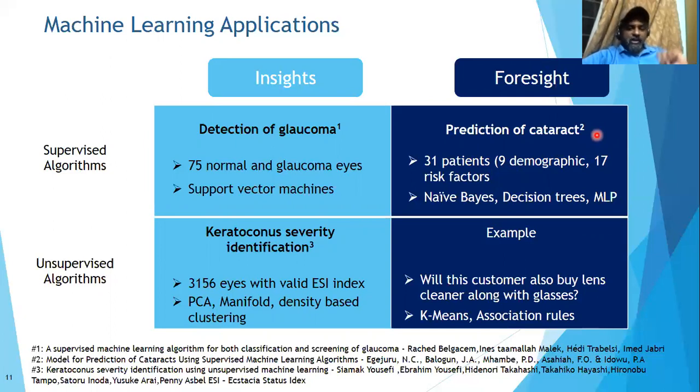So of course, all the three examples we talked about are presence or absence of a particular medical condition, but you can do the same thing in a related field. For example, let's say in your eyeglass store, there is somebody who has come and bought spectacles. You can determine based on something like association rules whether this customer is also somebody who can buy a lens cleaner. So these are some of the examples of how machine learning can be used.